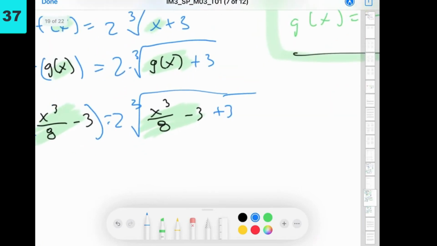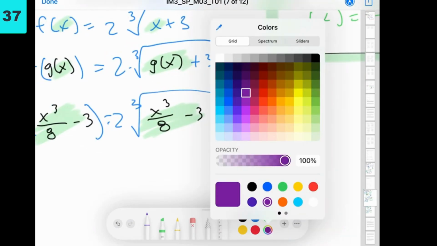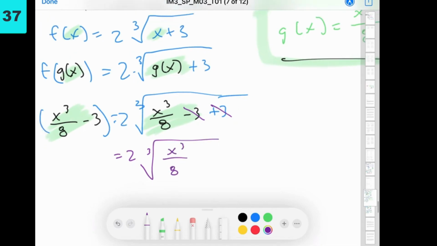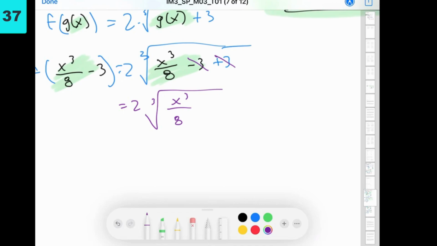Okay, let's simplify this. Well, inside the cube root, because it's power 3, the negative 3 and the positive 3 are 0. So this is good. Okay, so with that fraction now, we can actually just separate them. What I mean by that is you have the cube root of x to the third all over the cube root of 8.